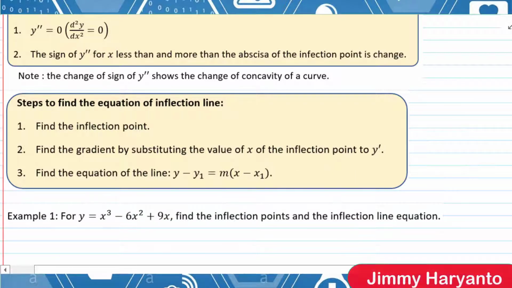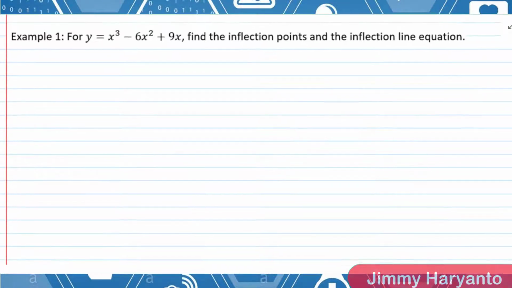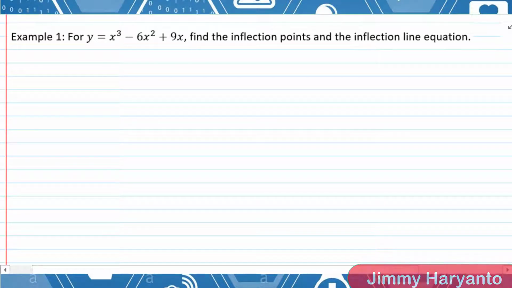Next is example 1. For y equals x cubed minus 6x squared plus 9x, find the inflection points and the inflection line equation. Okay, so for the first step you will have to differentiate the y, which becomes 3x squared minus 12x plus 9.